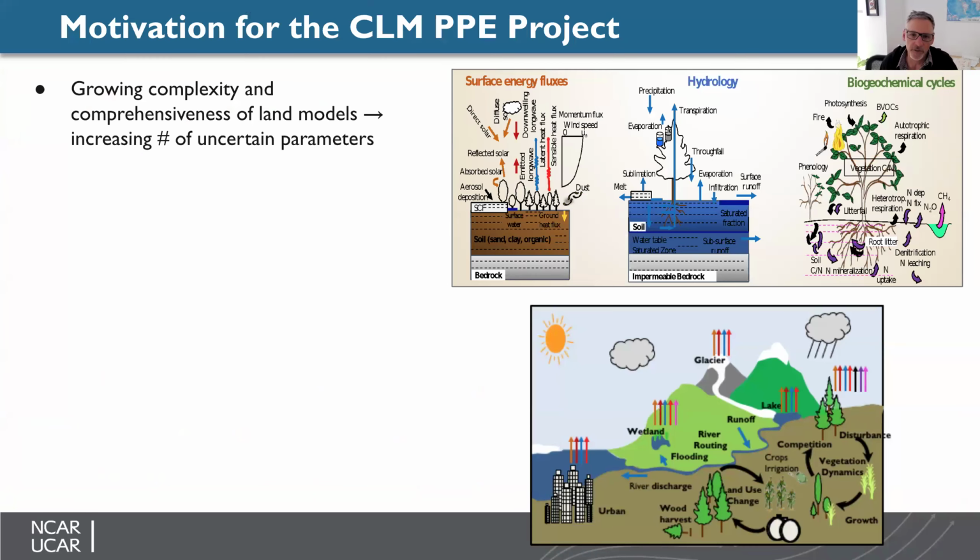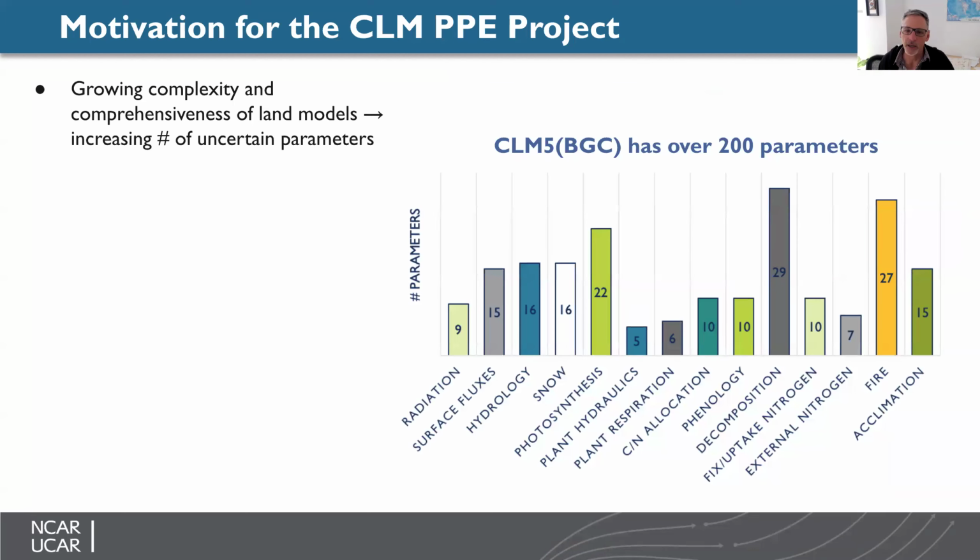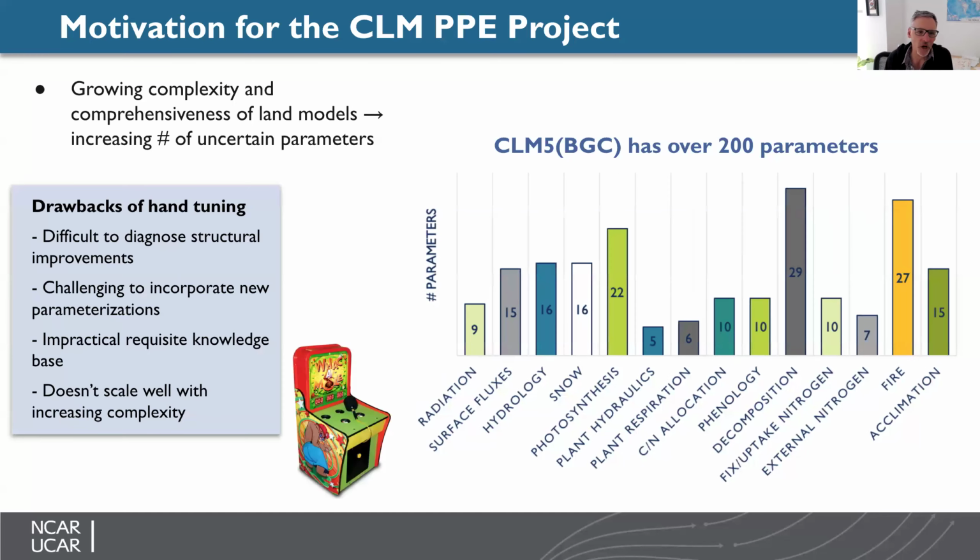So the motivation for PPEs is fairly straightforward. The models are getting more and more complex. The figure on the right shows the massive complexity that's in a land model like CLM. And associated with that is an increasing number of uncertain parameters. CLM has more than 200 parameters in it. And in fact, many of those parameters have a plant functional type dimension to them, and we have 15 plant functional types. So if you count the total number of actual independent parameters in CLM, it's probably over 500. So that's a lot of parameters to deal with. In the past, we've had to rely on just using parameter values directly from the literature.